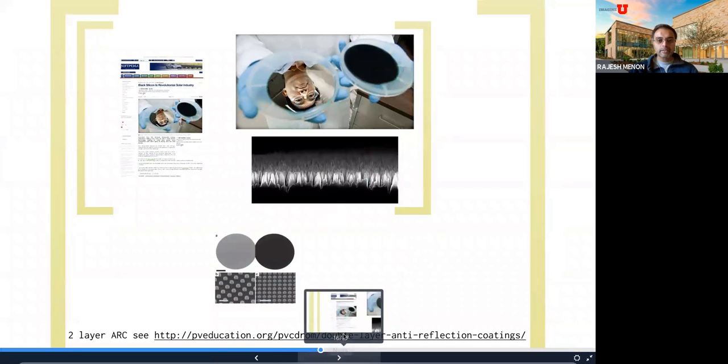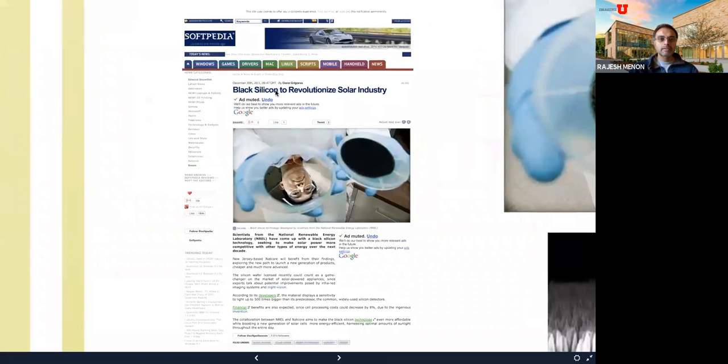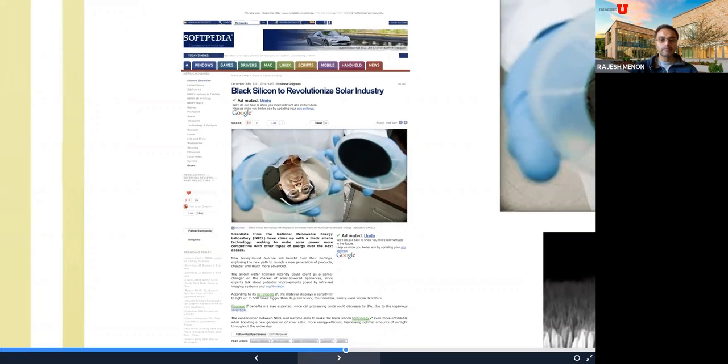And if you're interested, there's a link on the website to read through. They call this black silicon, and there's actually an important company called SiOnyx that was spun out of this. They make not only solar cells, but also photo detectors and things like that as well.